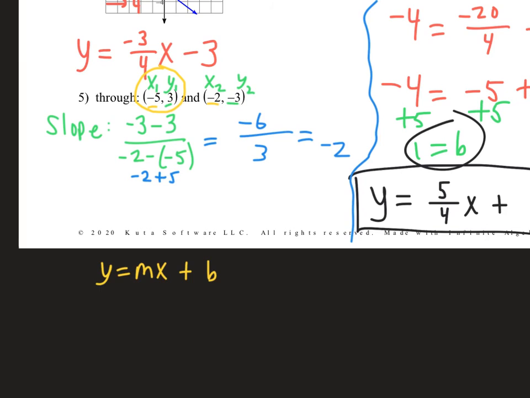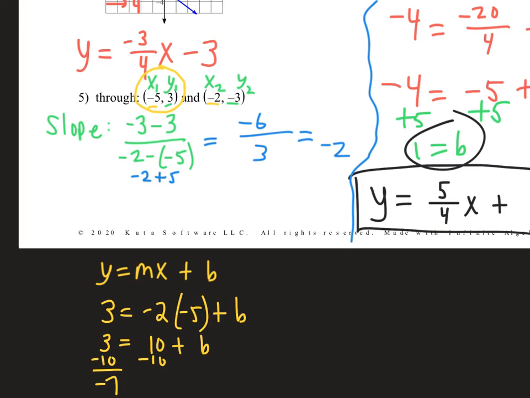So I'm going to use 3 for the y value. So 3 equals the slope, which we solved for, was -2. The x value was -5. I have to use the x that went with the y value I used, right? You can't switch in the middle. And then b again is unknown. So 3 will equal, so negative 2 times negative 5 is positive 10. And we can solve that by subtracting 10 on both sides. So the b value is going to be negative 7.